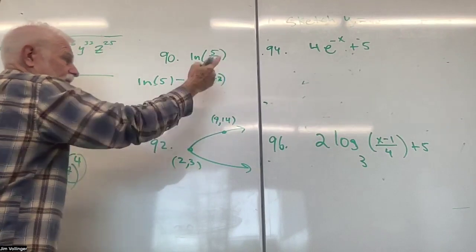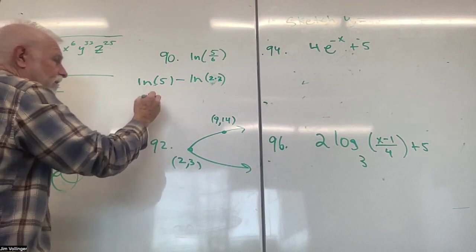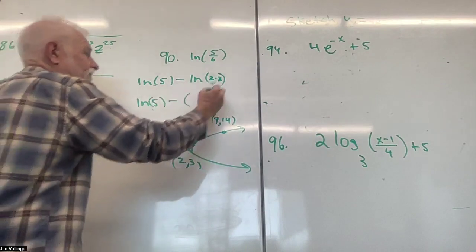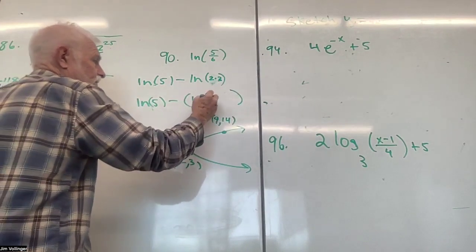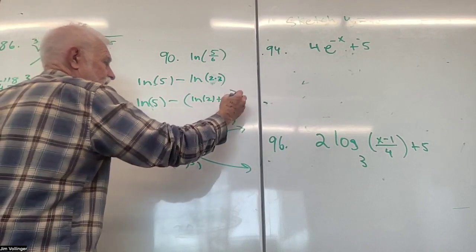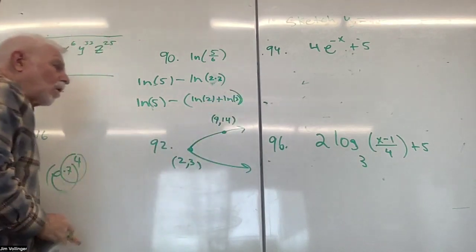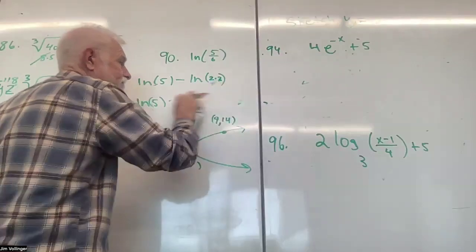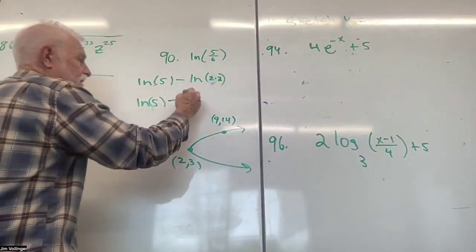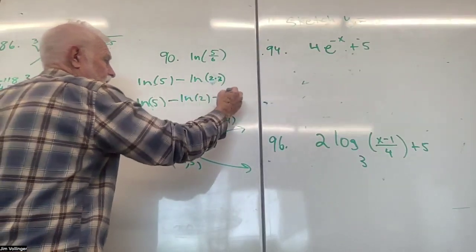And multiplication is addition. So I have the ln of 5 minus parentheses ln of 2 plus ln of 3. That's a nice way to write it. Or you better subtract both. Minus the ln of 2 minus the ln of 3.